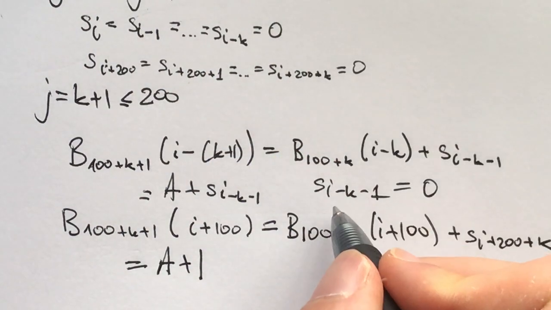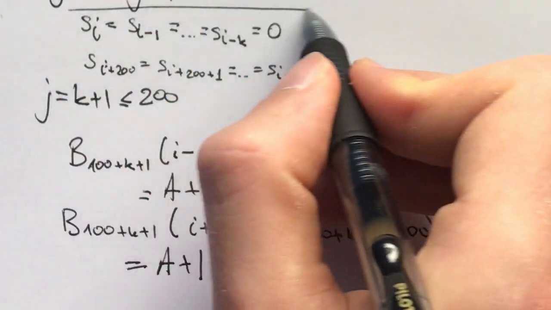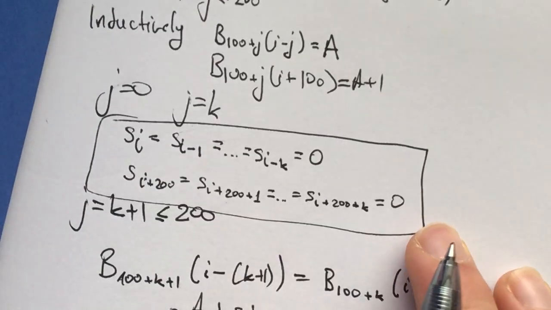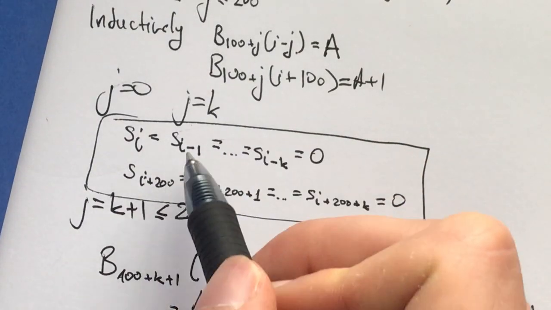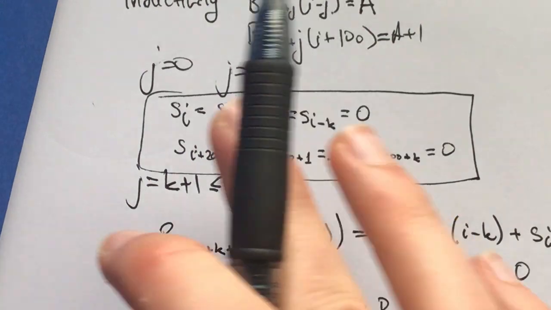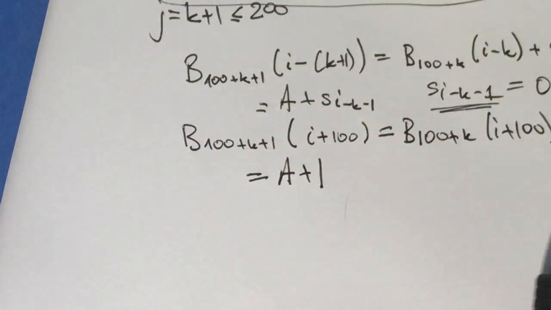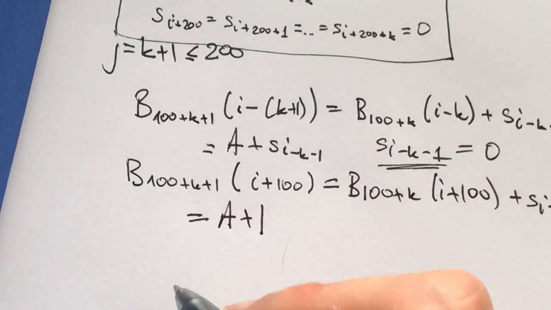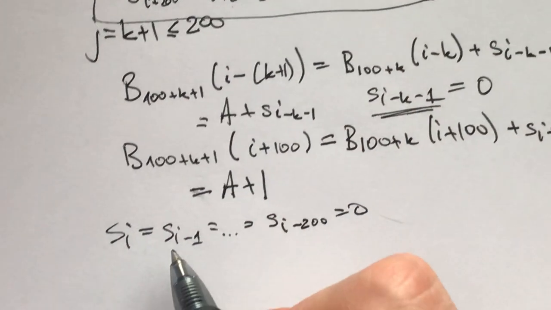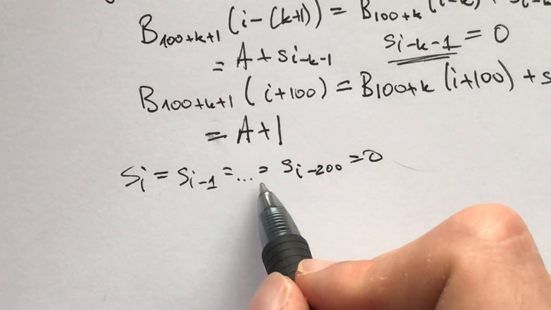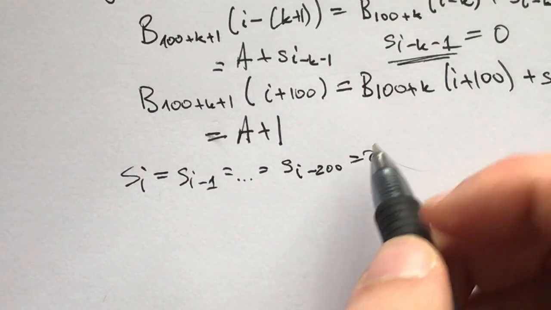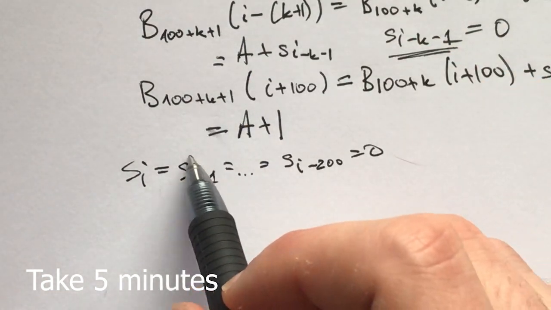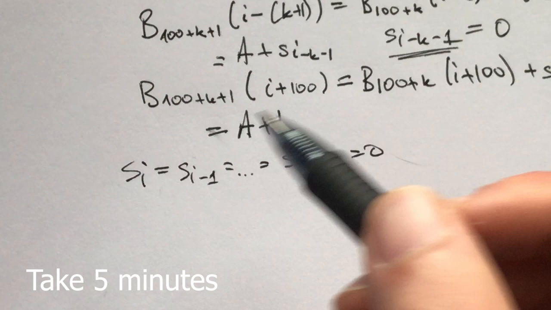But this also points to a fact that maybe we should work the induction on this and have the other thing be a consequence of this. Maybe that will be our induction in the actual solution. And now with that, what will we have? Well, we will have that s_i is equal to s_{i-1} is equal to s_{i-200} is equal to 0. And also on the other side. And with this, I invite you to take 5 minutes and see what's the next step.